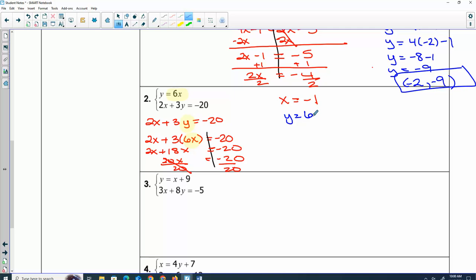We knew y was equal to 6x. So if x is negative 1, y is 6 times negative 1, or negative 6. Final answer is an ordered pair, x comma y. So my x is negative 1, y was negative 6.